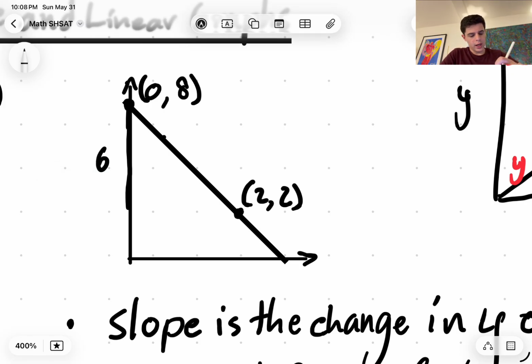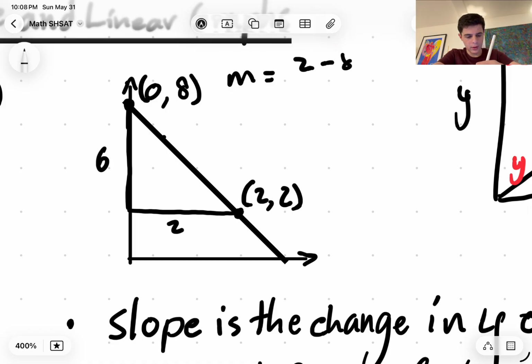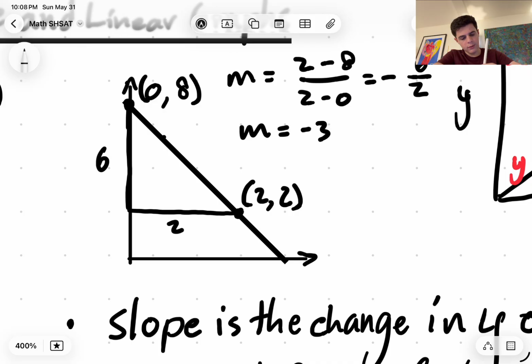Now, if we start at 0 and we go to 2, this is going to be 2. So we're going to have 6 over 2. Again, I'll just do that using m. So we have the top one, 2 minus 8 over 2 minus 0. So we get negative 6 over 2. So then m is going to be equal to negative 3, right?